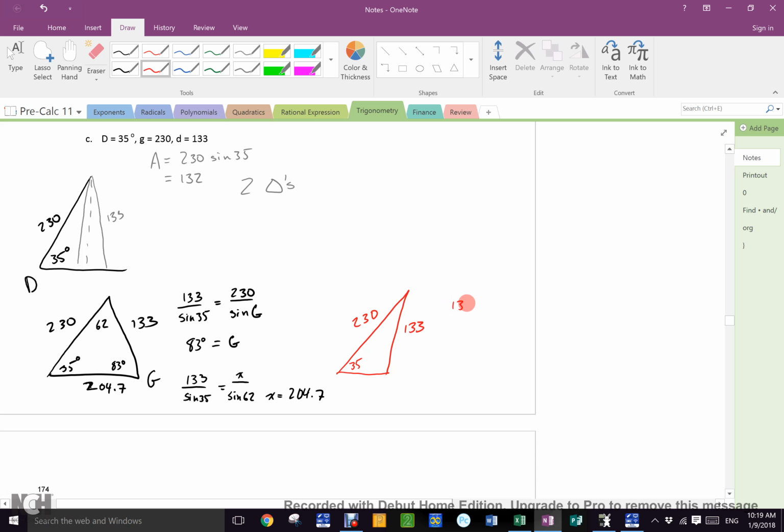So then in red, what's the only thing that's going to change? I'm going to have 133 over sine 35 is going to equal 230 over sine G. Now here is where it gets weird. You guys have to be smart about this. This is where your common sense comes into play. When we draw this triangle, you look at this, and you know that this has to be a greater than 90 degree angle, doesn't it?